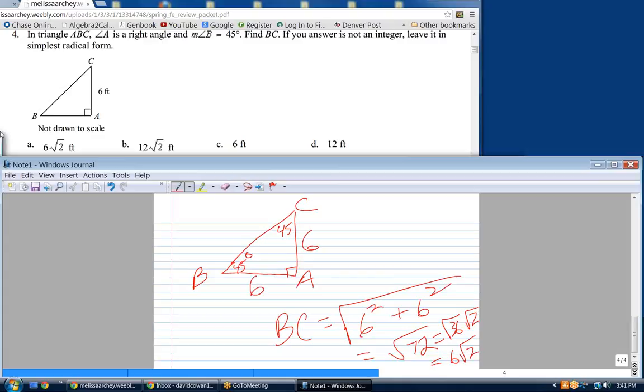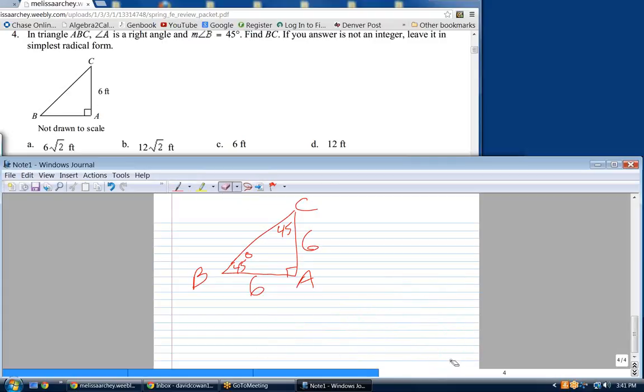Putting it in radical form, I'm a little confused on what you're doing there. Okay. So what is BC here? BC? Bro. It's the hypotenuse. So what's the hypotenuse equal to? The square root of 6 squared plus 6 squared. That's the square root of 36 plus 36, or the square root of 72.